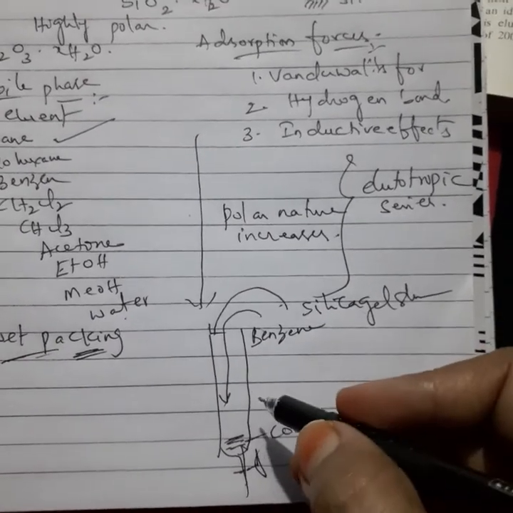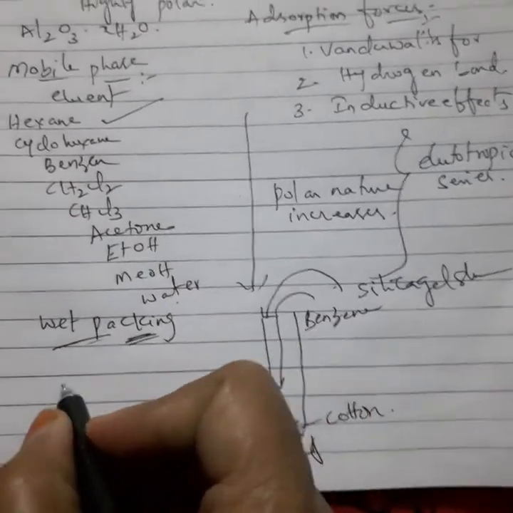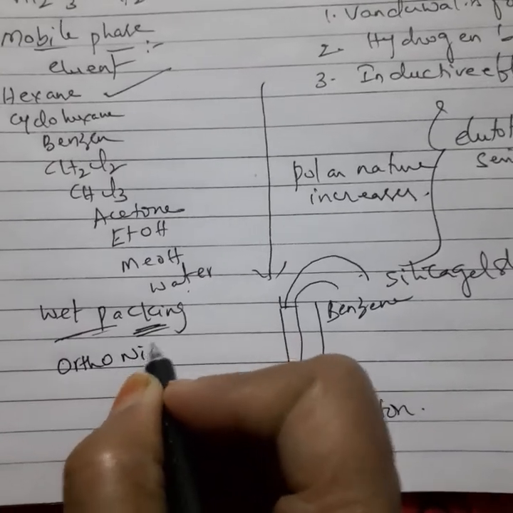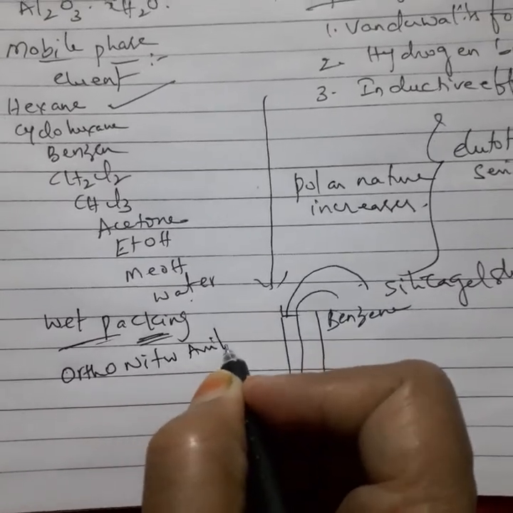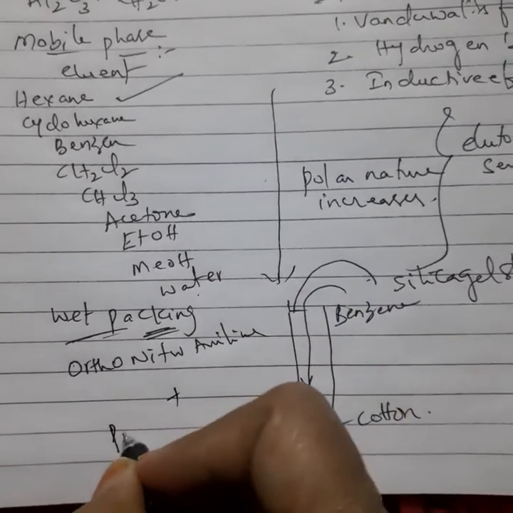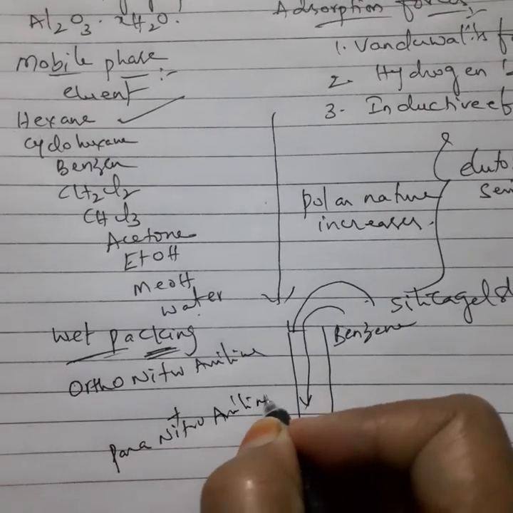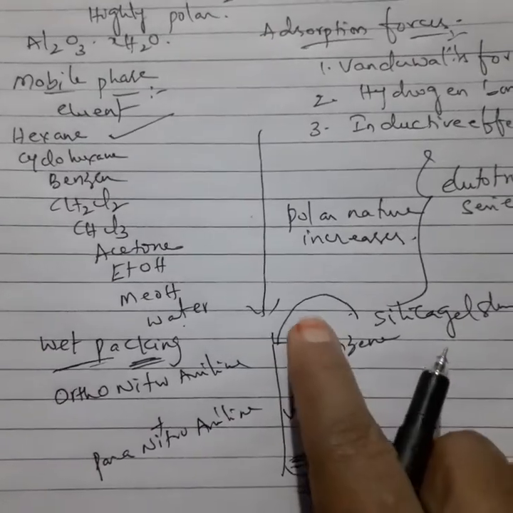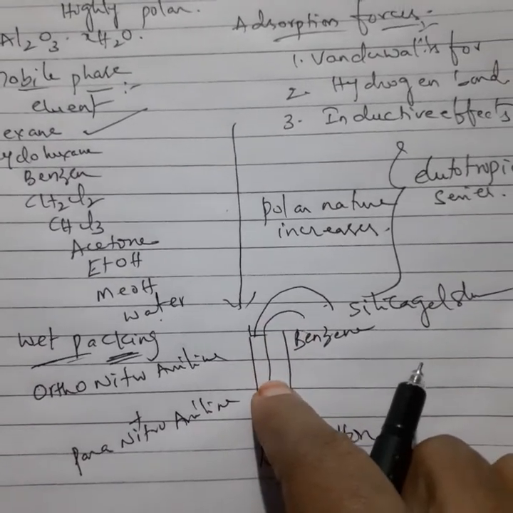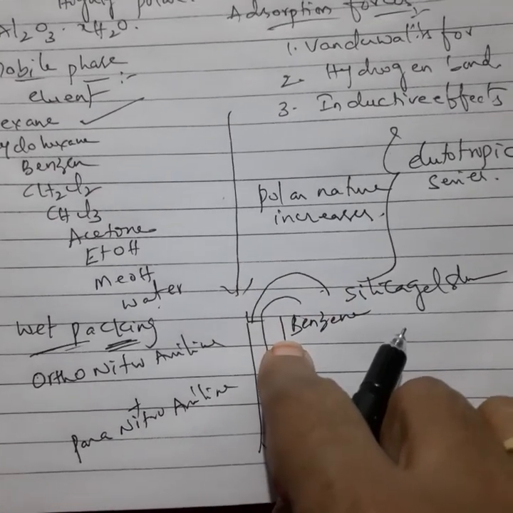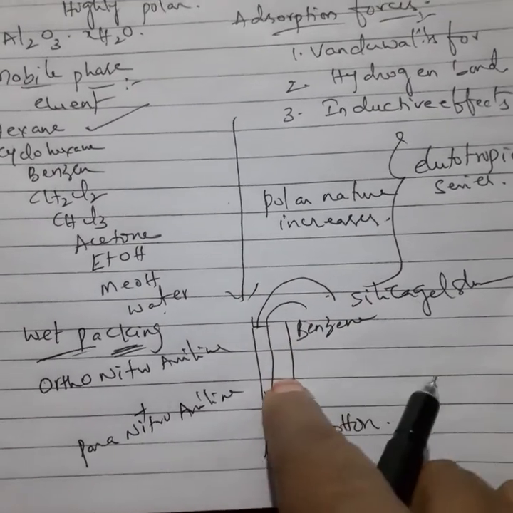Okay, and the next thing we are going to separate here, let us suppose I want to separate orthonitroaniline as well as para-nitroaniline. I want to separate. So I am pouring these two reaction mixtures into this column, and later on benzene is poured, that is the eluent we are pouring from the top of this column.